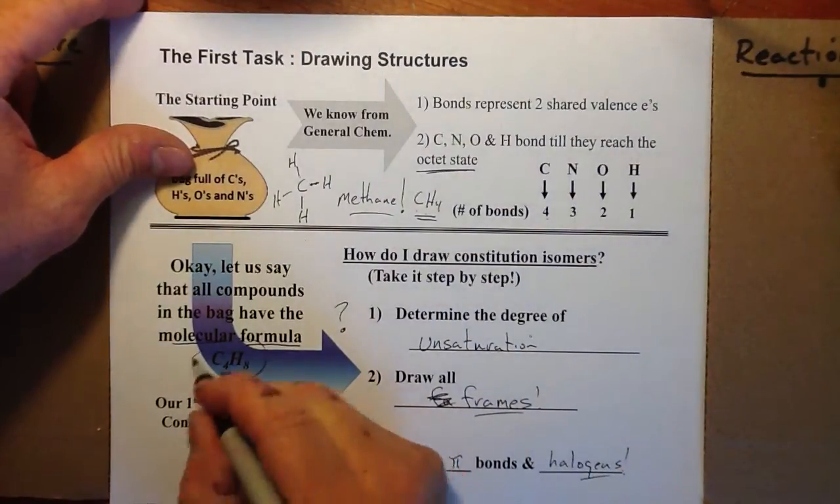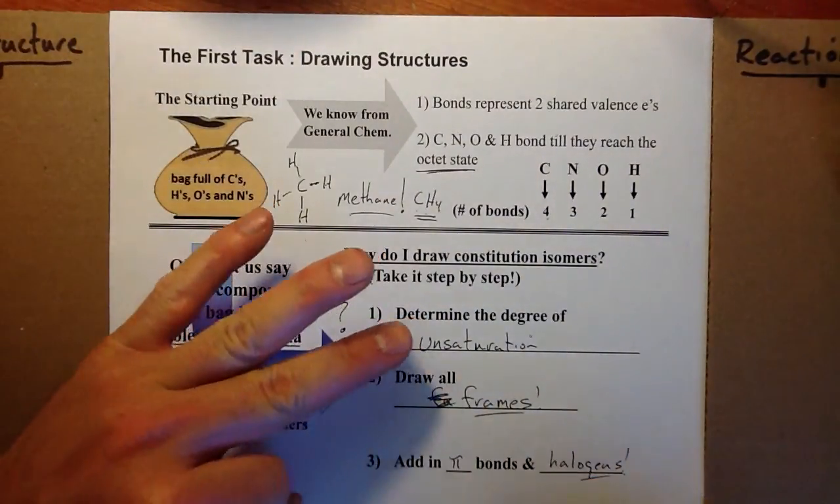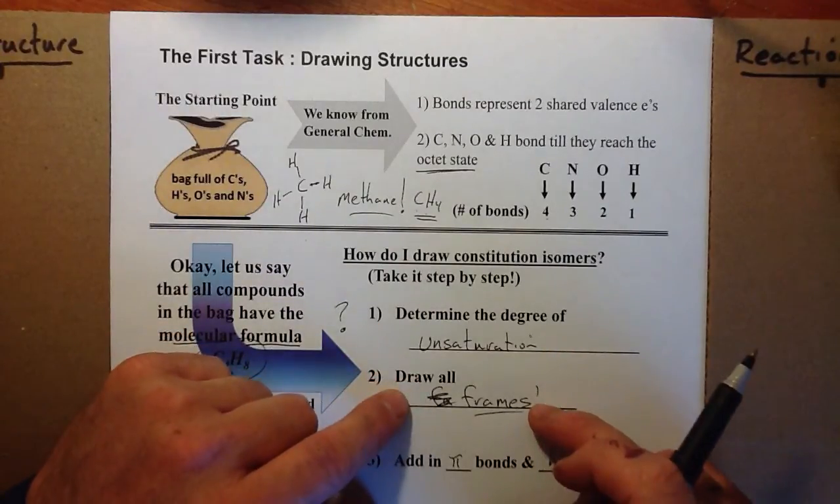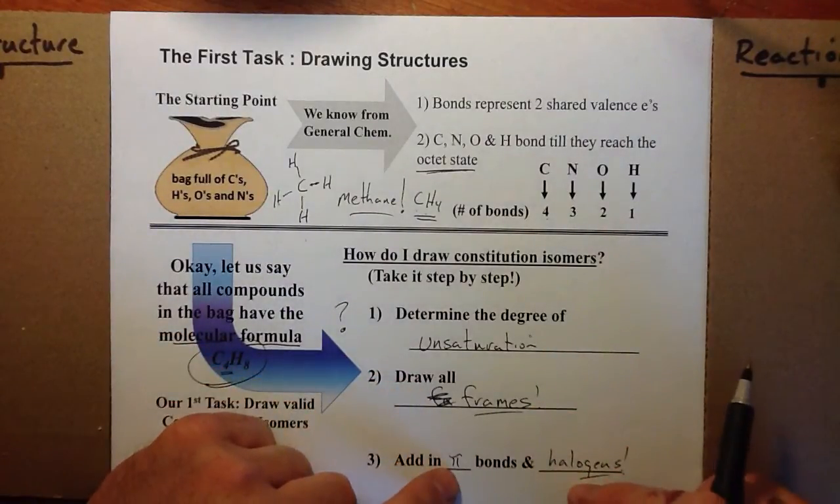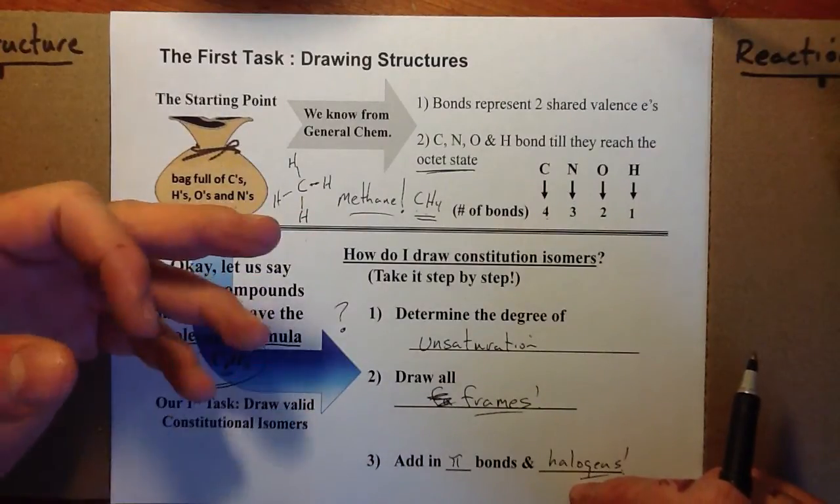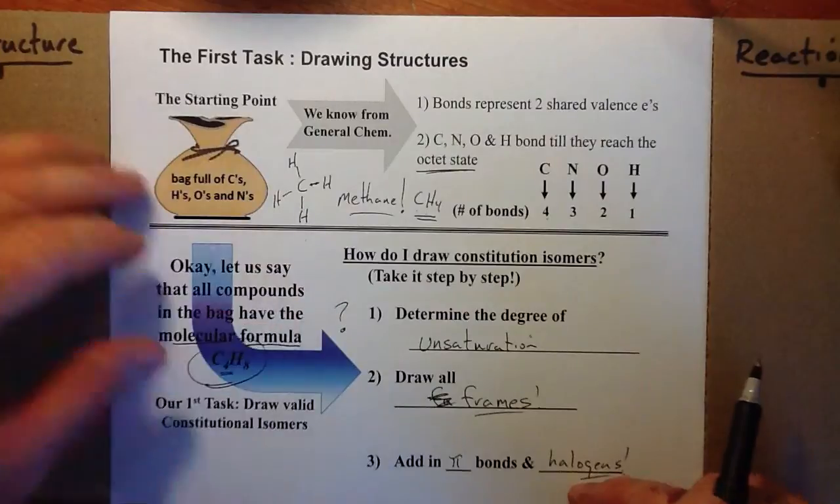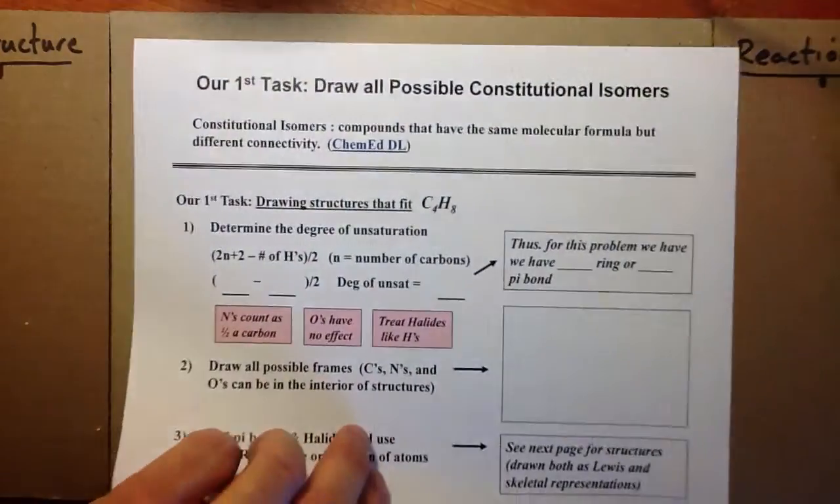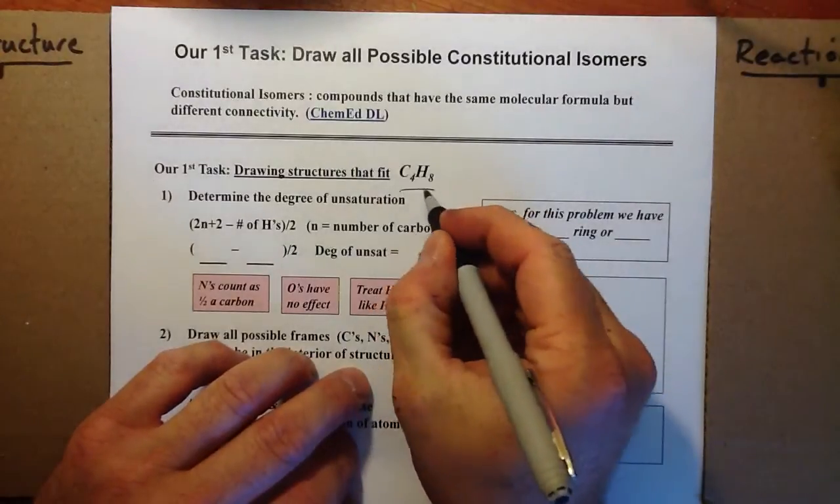So let's go ahead and take this C4H8 with our three rules. What were they? Determine degree of unsaturation, draw the frames, add in pi bonds and halogens. If we use these steps in this task of drawing structures, we can have success. So let's apply that to this C4H8.